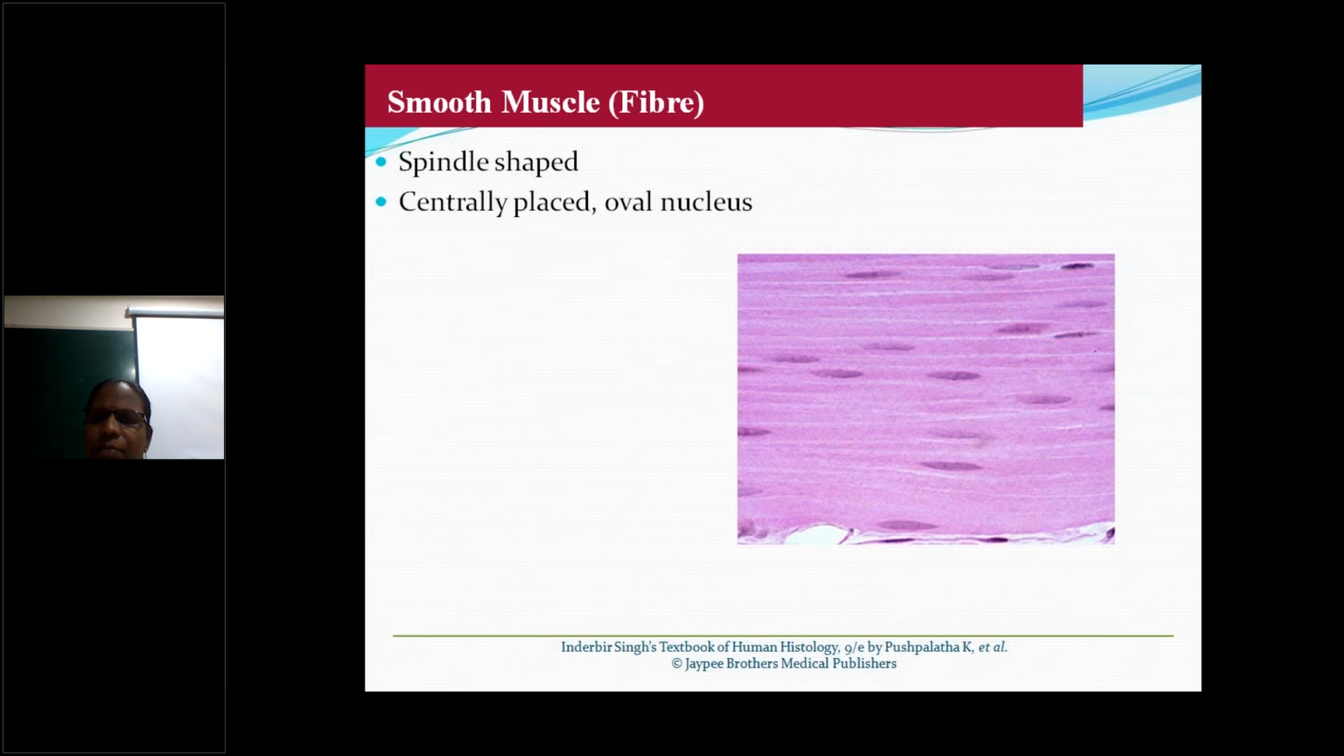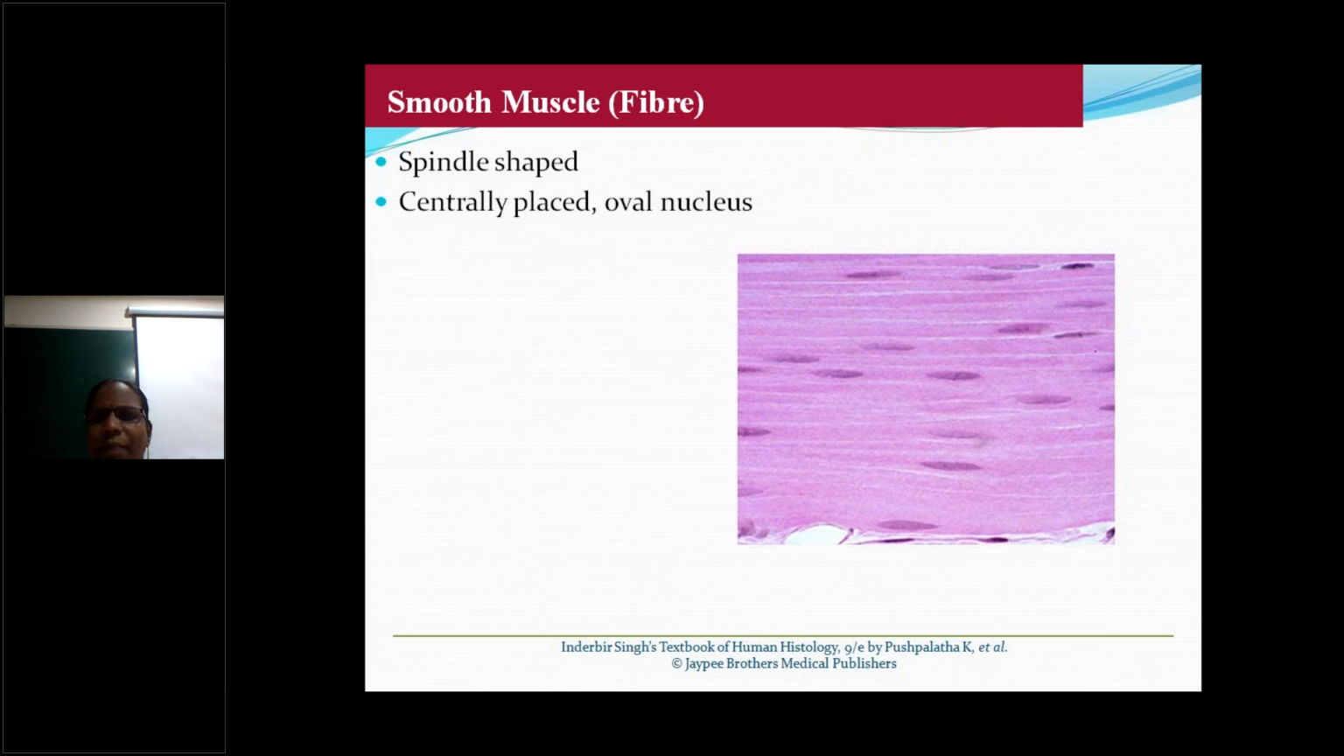Endomysium: the individual muscle fiber is covered by a little amount of connective tissue, which we call the endomysium. A group of muscle fibers we call a fascicle. The fascicle is covered with a little amount of connective tissue, which we call the perimysium. The entire muscle is covered by a little amount of connective tissue, which we call the epimysium.